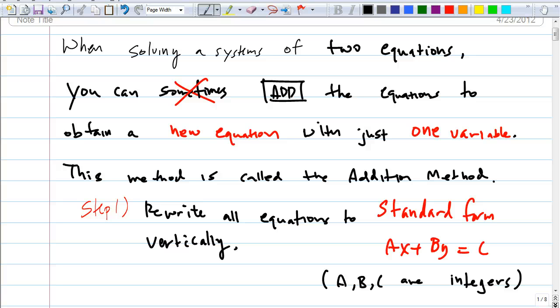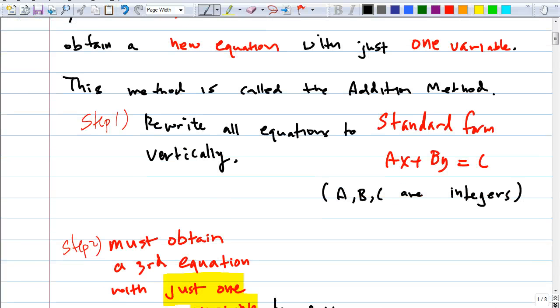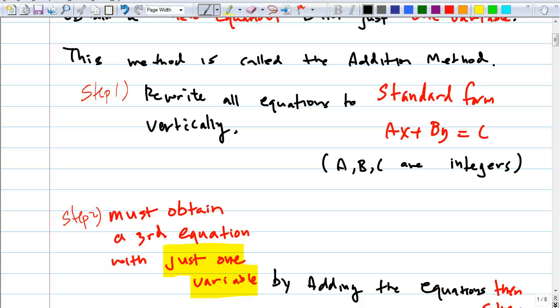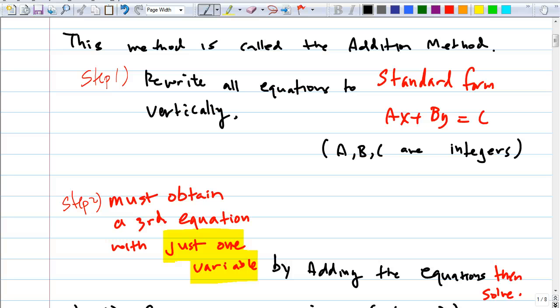Second step after you do this is, just like the name suggests, you want to add them. You must obtain a third equation with just one variable by adding the equations. Then solve for one of the variables. Because once you add them, you have to get rid of one of the variables, right? Then now you have one variable to solve. Kind of like the substitution method, right? After you substitute it in, how many variables does that equation have then? Just one, right? And once you solve for that variable, you have one of the coordinates.